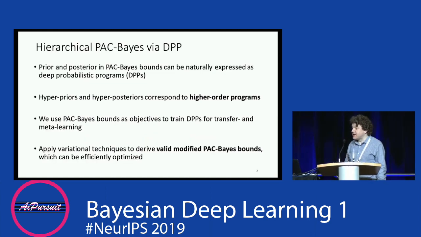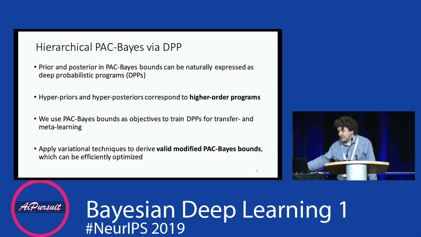I'm presenting work on hierarchical PAC-Bayes via deep probabilistic programs. The prior and posterior for PAC-Bayes bounds can be naturally expressed as deep probabilistic programs. And moreover, hyperpriors and hyperposteriors in this framework correspond to higher order programs. So we use PAC-Bayes bounds as objectives to train deep probabilistic programs for transfer and meta-learning. And we apply variational techniques to derive valid modified PAC-Bayes bounds, which we show can be efficiently optimized.